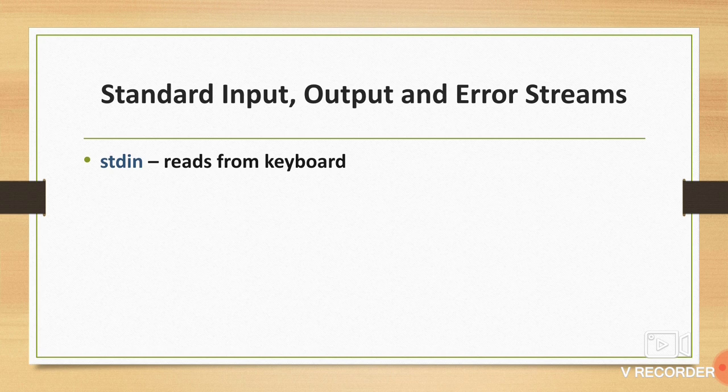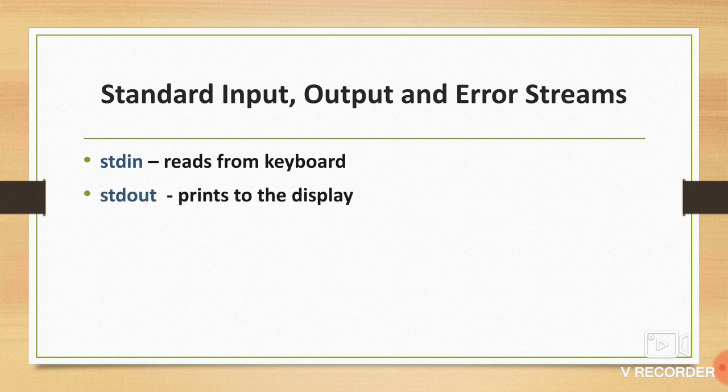STDIN. We have also seen that STDIN reads from the keyboard, standard input. Why is the keyboard called the standard input device? Because whenever we want to enter our data, whenever we want to type any data into the computer, we are using the keyboard. That's why the keyboard is called the standard input device.